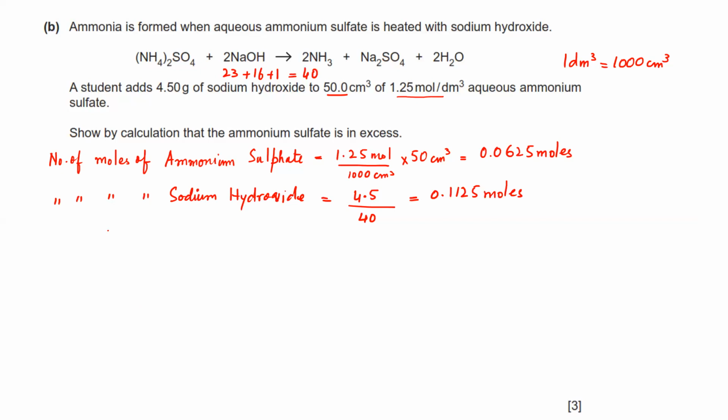So here, what is happening? We have 1 mole of ammonium sulfate, (NH4)2SO4, that reacts with 2 moles of NaOH. So if my sodium hydroxide is 0.1125 moles, then what I need is a maximum of 0.1125 divided by 2 moles of ammonium sulfate.